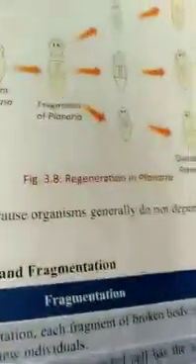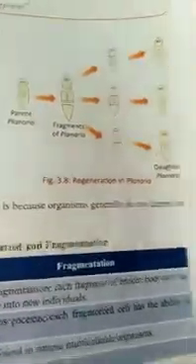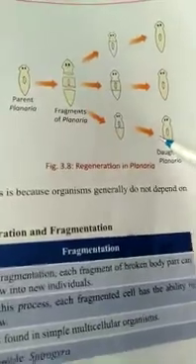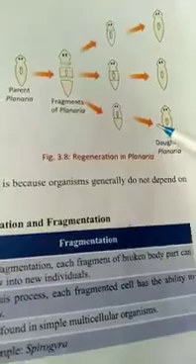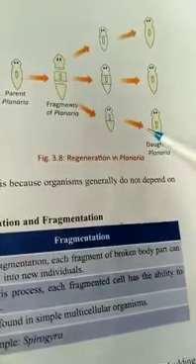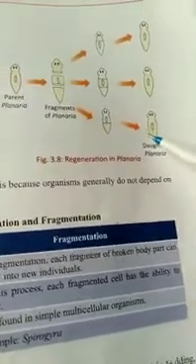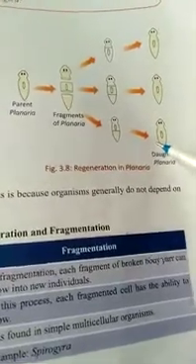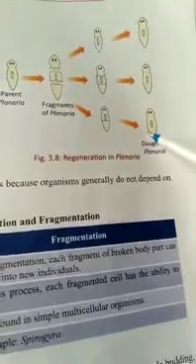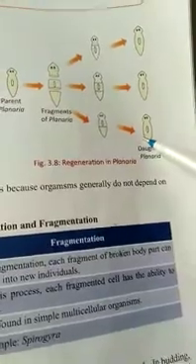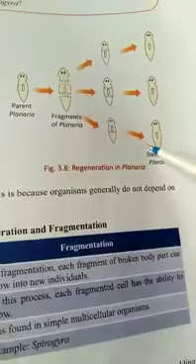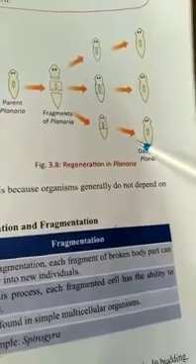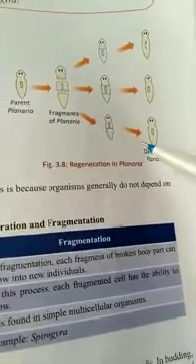Now one more procedure is there, that is regeneration. I think you all have seen that if you cut the tail of a lizard, after some days a small tail appears again on the lizard's body. By means of which process? By means of regeneration. They have the ability to regenerate or repair lost body parts. Clear? So the ability of an organism to regenerate or repair its lost body parts is called regeneration.